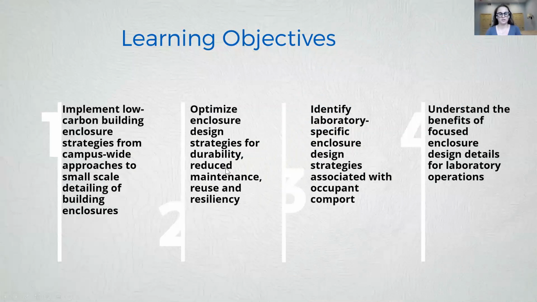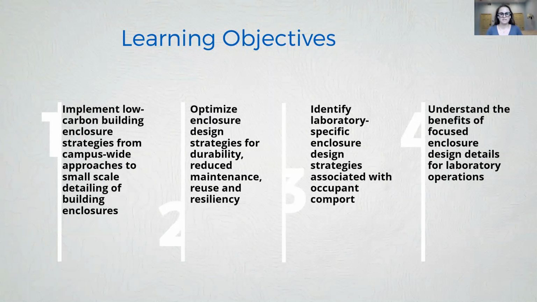So, four learning objectives today. We're talking about low carbon building enclosures. And I'm going to talk about them from the campus perspective all the way down to the very detailed implementation and small scale. So we're going to be talking about a range of scales today and moving through them very quickly because we have a bit of a short amount of time.